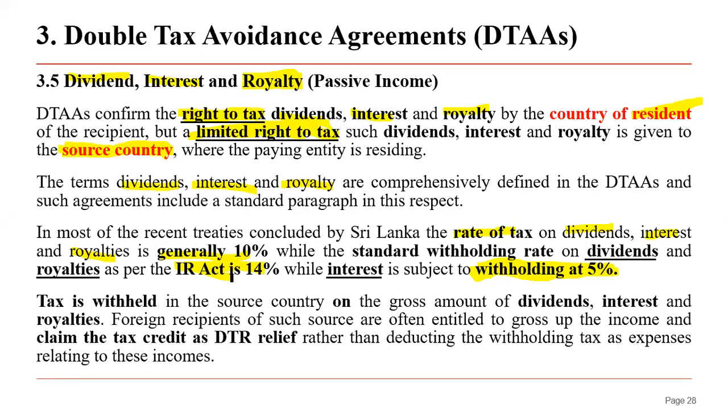We are supposed to apply 10%. Yeah, the DTA rate is 10%, no? Because the DTA rate is 10%. Can't we apply 5%, because the IRA rate is 5%, no? Can't we apply 5%?